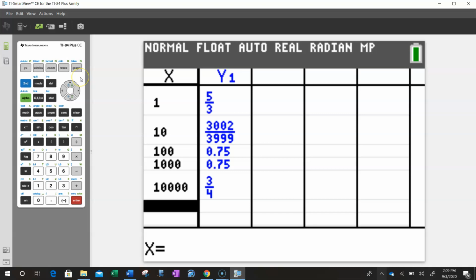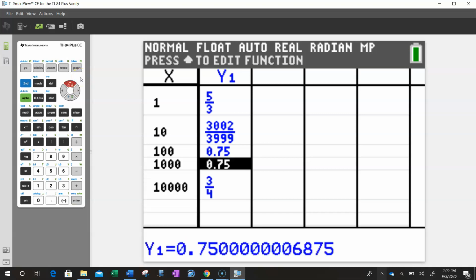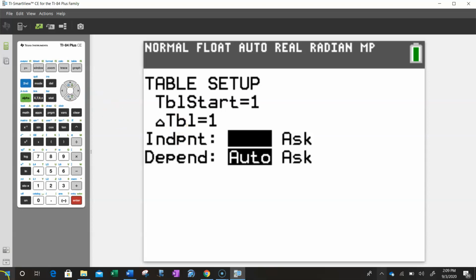And again, you can see it looks like it's getting closer and closer to 3/4. This actually ended up rounding, but if you go up a little bit, normally it doesn't, but I guess it just got so close to it, it couldn't help it. But you can see it actually doesn't get to 0.75. It is converging towards there. If you do this, make sure when you're done that you go back to your table setup and take it back out of ask, because then I know what happens. You get there and you're like, where did my table go? So make sure you keep it in auto.